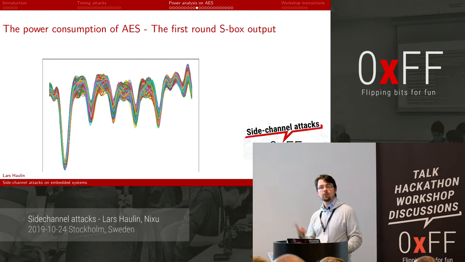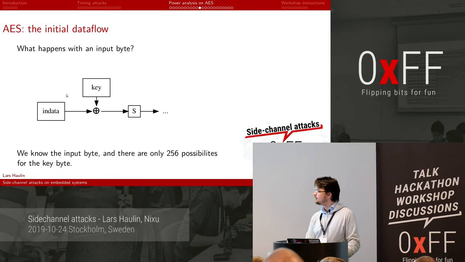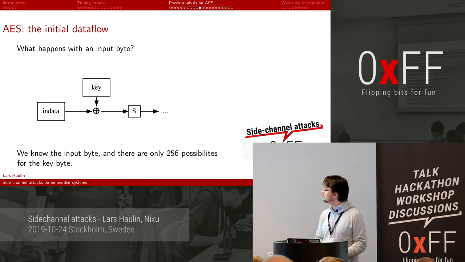Because we have this sort of one byte block cipher. We have in data, it will be XOR with the key, and then going through the substitution box. We know this input byte, and there are only 256 possibilities for the byte. So if we can somehow get the information about the system here, we can try to see what is the key byte that has encrypted this in data byte.